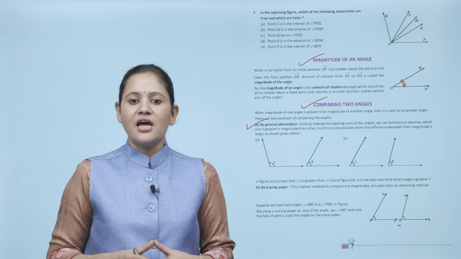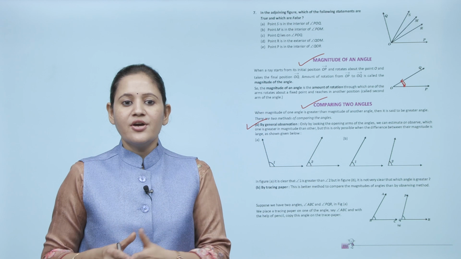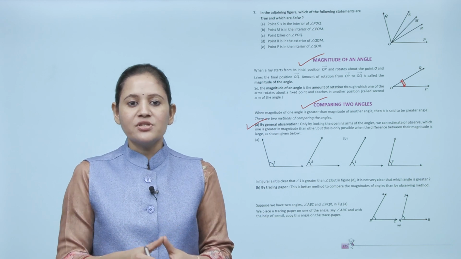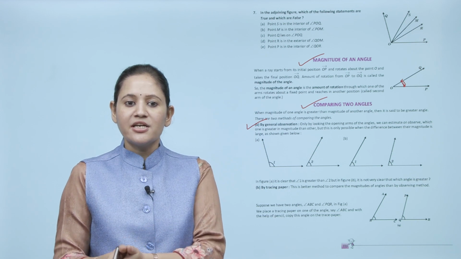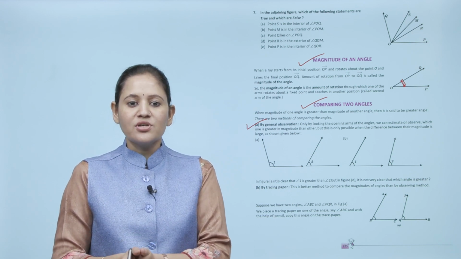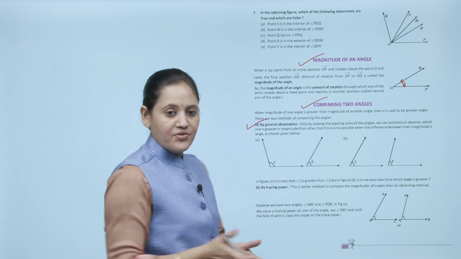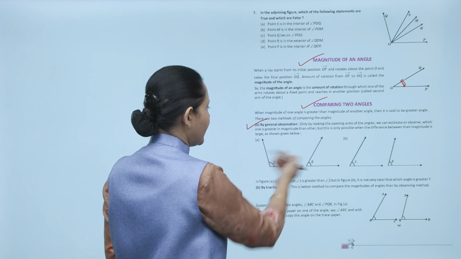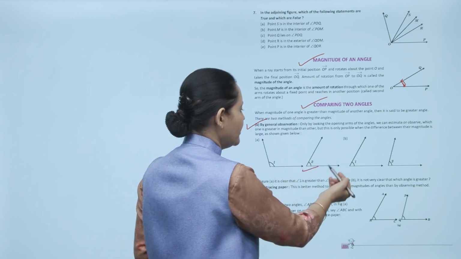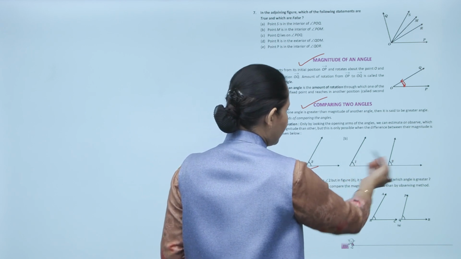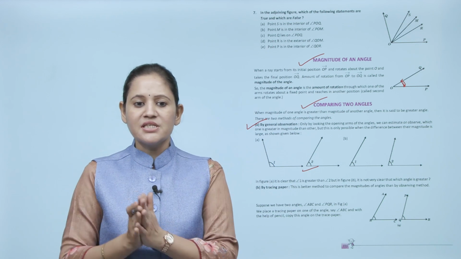Only by looking at the opening of the arms of the angle, we can estimate or observe which one is greater in magnitude than the other. But this is only possible when the difference between their magnitudes is large, as shown below. In these two, we can easily tell which one is greater. Angle 1 is greater than angle 2. In figure B, because the difference is not very much, we can't clearly say which one is greater and which one is less.